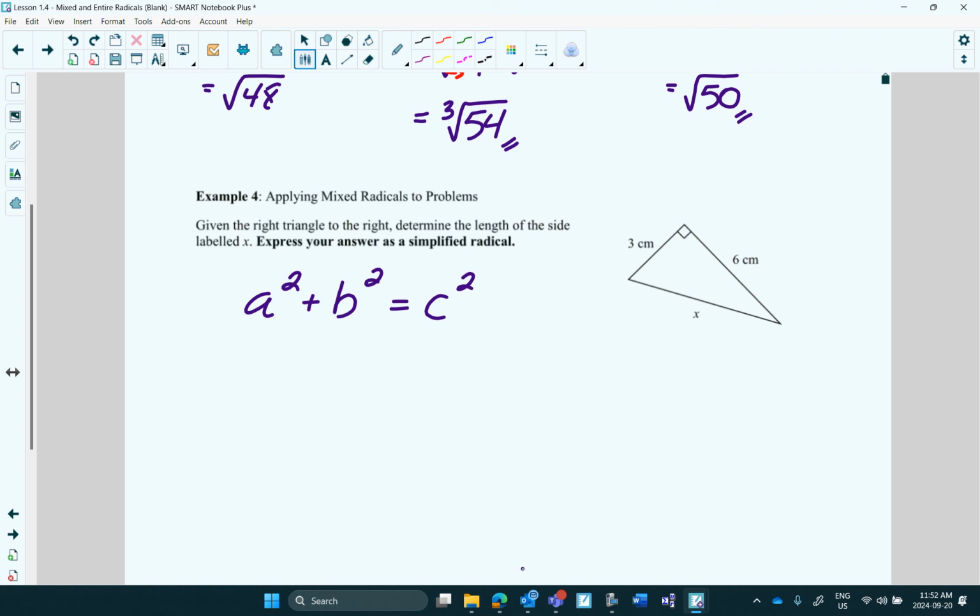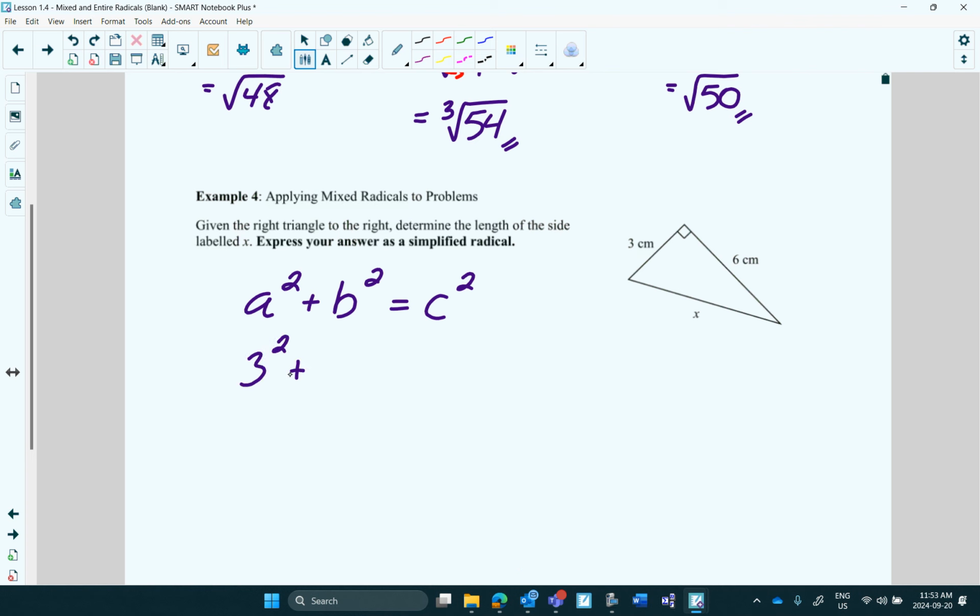The C is the hypotenuse. That's the longest side. But what did we call A and B when we used Pythagoras? What did we call A and B? The legs. Yes. Legs. They're the two sides that make up the right triangle. You have to know this in order to substitute the numbers in correctly. Okay? So X is the hypotenuse. That's the unknown, which means we know A and B.